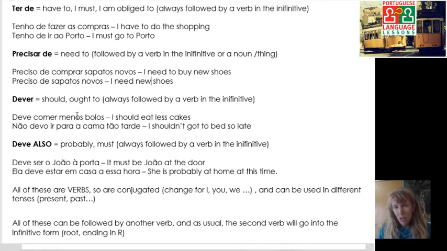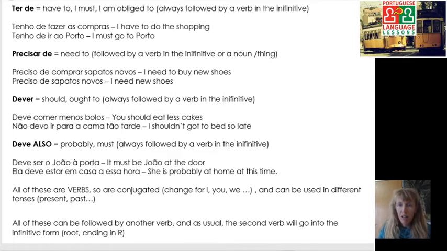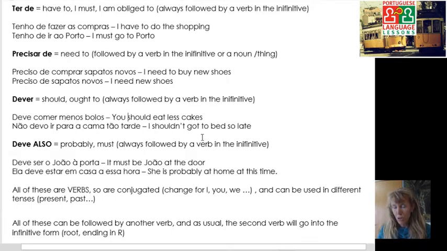Dever is should or ought to, and this is always followed by a verb in the infinitive. So, deve comer menos bolos. You should eat fewer cakes. Or não deve ir para a cama tão tarde. I shouldn't go to bed so late. So it can be something someone else obliges you to do, or something that you think is very important. Okay, so sometimes this can be very similar to ter de.